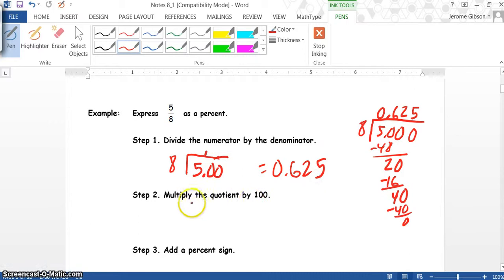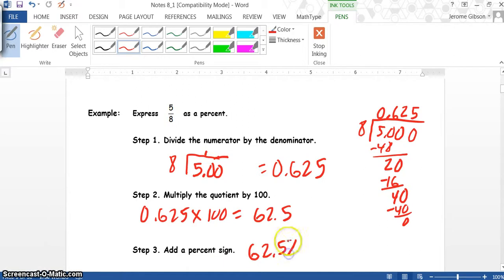And our final answer is 0.625. Now we say multiply the quotient by 100. That's the same thing as just moving the decimal to the right 2 places. So we could take 0.625 times 100, and that's the same as 62.5. And then step 3, we will add a percent sign, which will give us 62.5%. Now this is the process in changing a fraction to a percent.